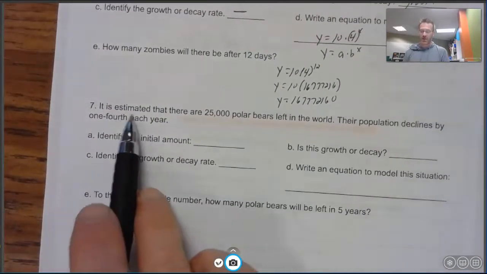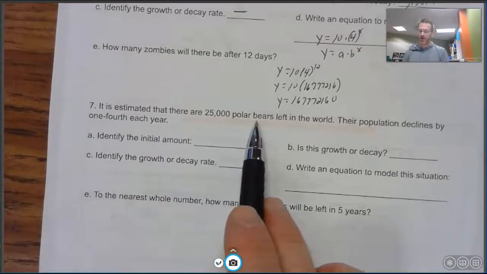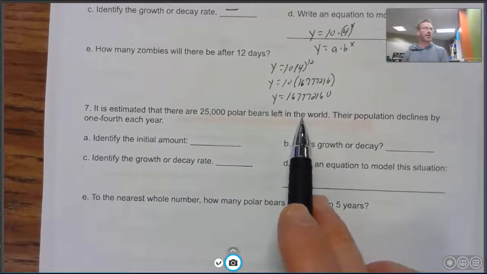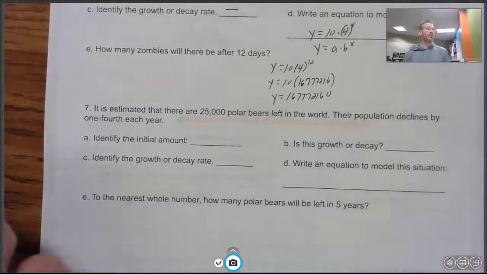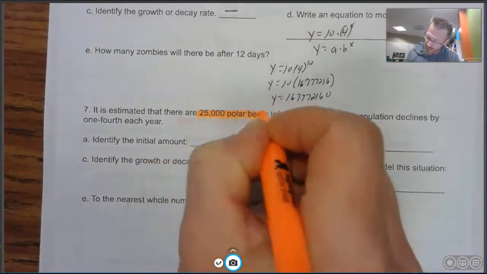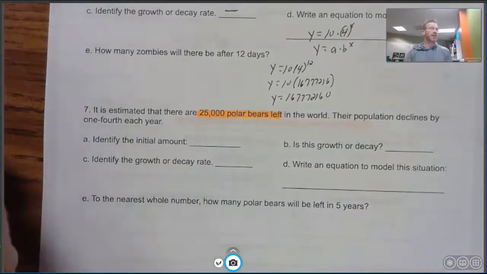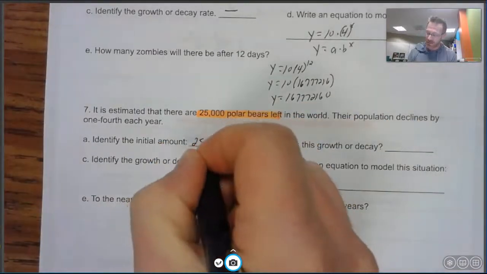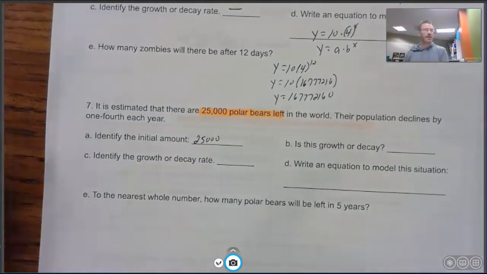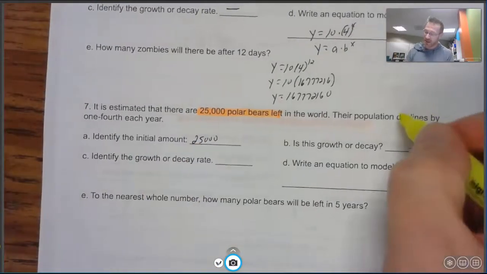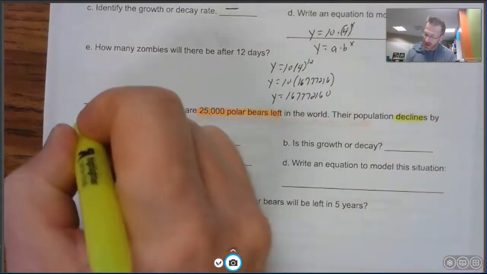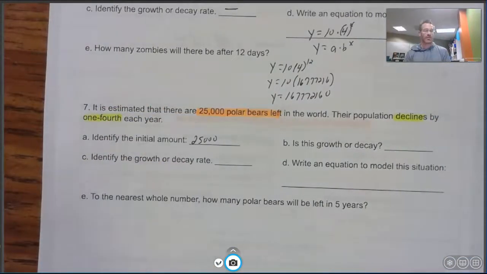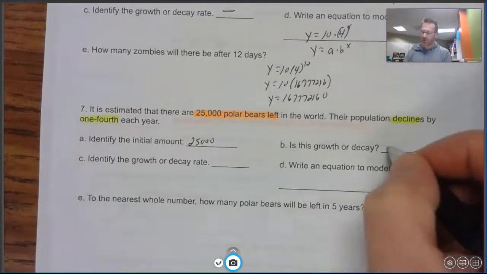So it is estimated that there are 25,000 polar bears left in the world. The population declines by 1/4 each year. So estimated there are 25,000 polar bears left, so that would be our initial amount. And now the population declines by 1/4 each year. Well, if it's declining, that's decaying, it's going downhill. So we know this is decay.